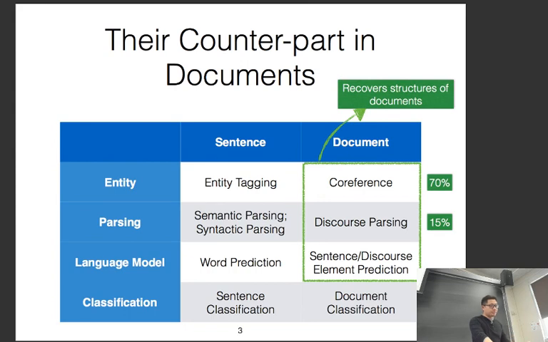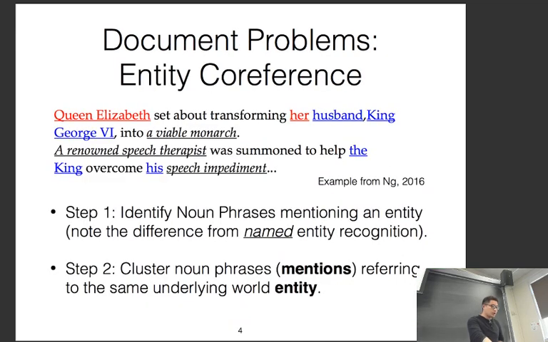In this lecture, most of the time will be focused on coreference. That's why your reading is about coreference. We also cover a little bit about discourse parsing and a little bit about sentence element prediction. So the first document problem is entity coreference. In sentence level, we detect all the entities, named entities, and by going to the document, we can now see what the relations between all these entities are. Here is one example from this paper.